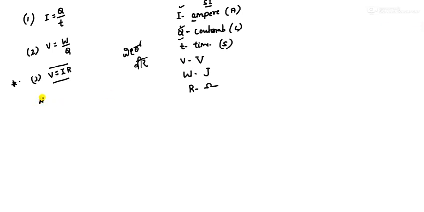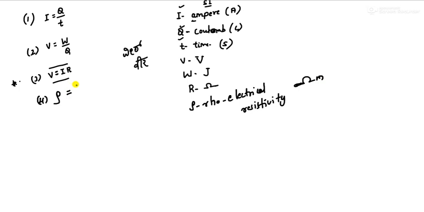Next we have one more important formula, which is called rho. It is read as rho, but its name is electrical resistivity. Remember this, electrical resistivity means resistance per unit meter. Therefore its SI unit is ohm meter. Remember that also, and it is rho equals RA by L.